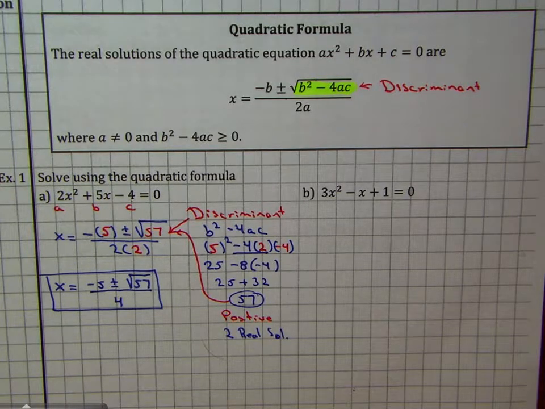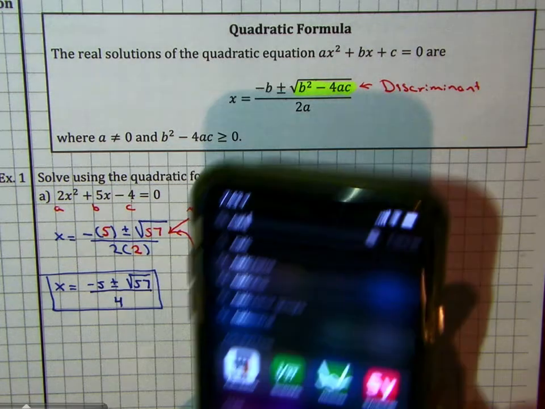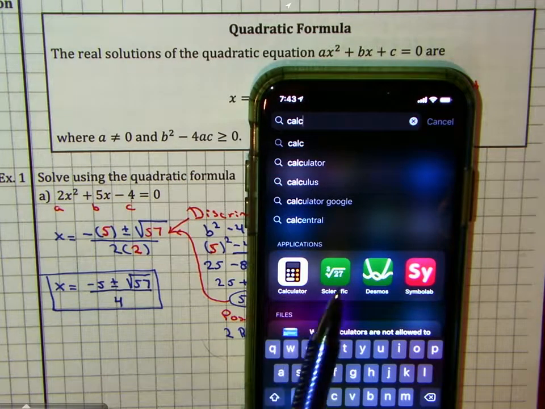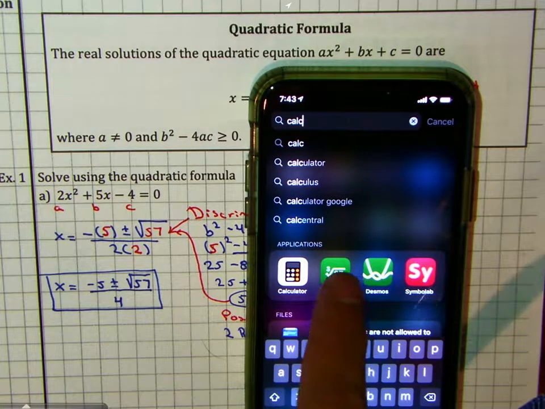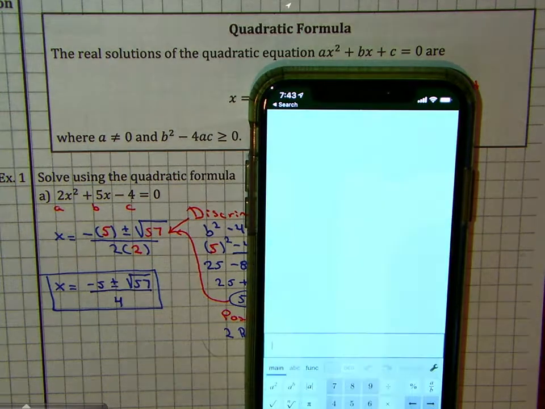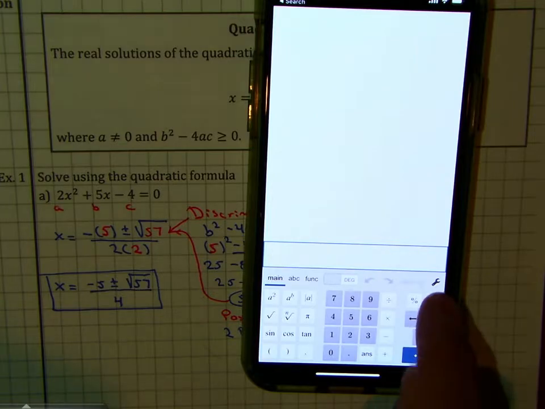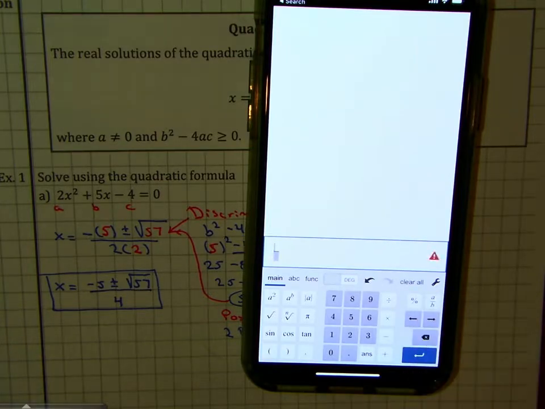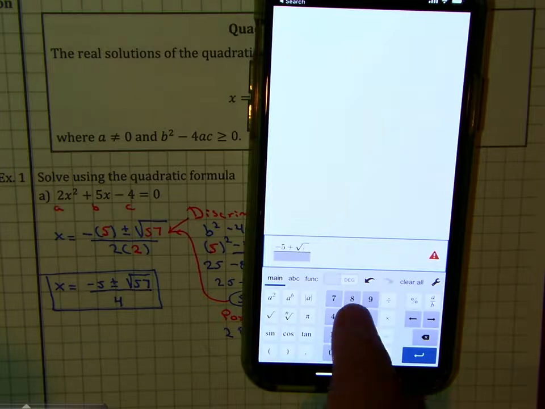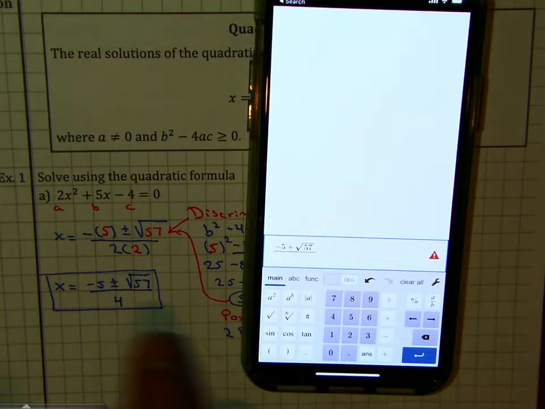Now, if I want to find my solution in decimals, I'm going to use my calculator. I like to use my decimal scientific calculator. That one will be easier to type in, and you guys can use this for your homework. So I'm going to type in the first one with a positive. I'm going to use my fraction bar, and that's the first thing I'm going to type in. And I'm going to type in negative 5 plus the square root of 57, and then over 4.